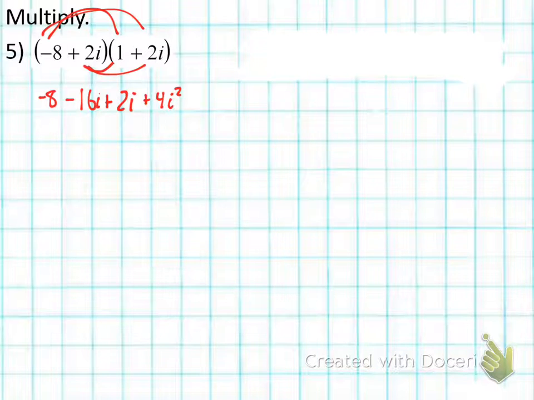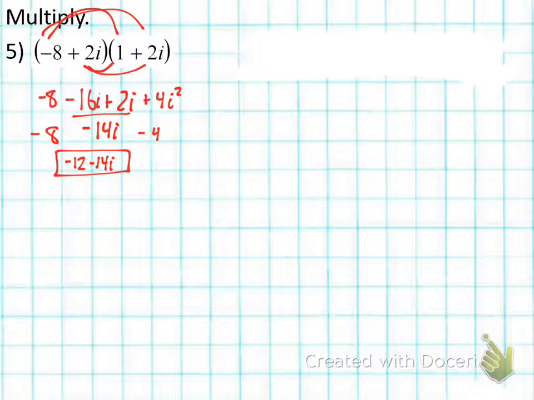Combining like terms, we got negative 16i plus 2i is negative 14i. And then we know i squared is negative 1, so negative 1 times positive 4 is going to be negative 4, right? We still got the negative 8. So that negative 8 and negative 4, now they're both real numbers. We don't combine the i, so negative 8 minus 4 is negative 12, and then minus 14i. That's your answer, so that's it for number 5.